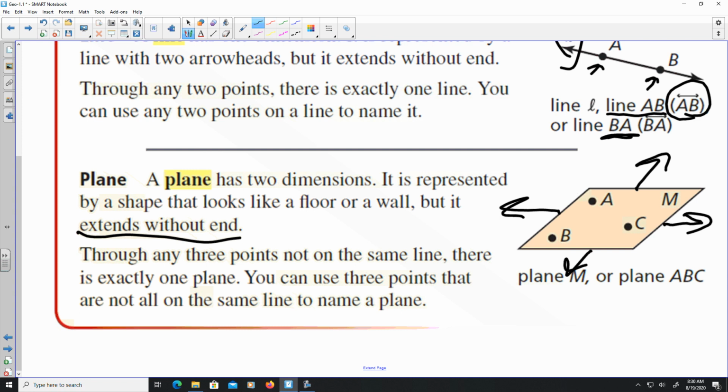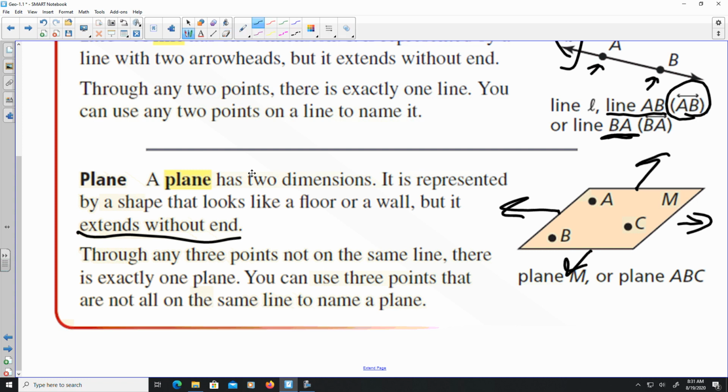But it's just giving you an illustration that it's flat, yes, but there is no edge that'll fall off on it. It's just going to keep going on and on. There are two different ways that you can name a plane. It can be denoted by a letter. In this case, they have it as plane M. The reason why I know that it is not a point is there's no dot there.